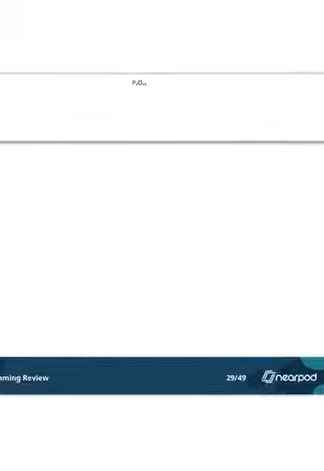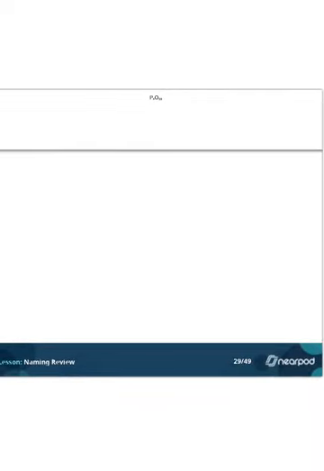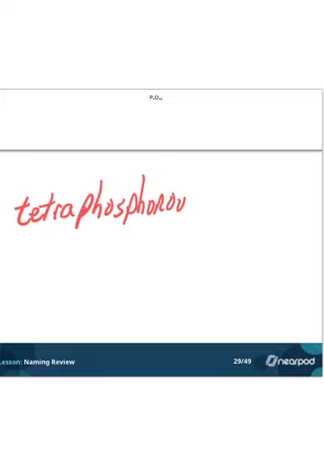So for this one, I have 10 oxygens and 4 phosphoruses. All right, so phosphorus is a nonmetal. There's 4 of them, so that's tetra, phosphorus. And I have 10 oxygens, so it's deca, and I get rid of the A, decoxide. So tetraphosphorus decoxide.